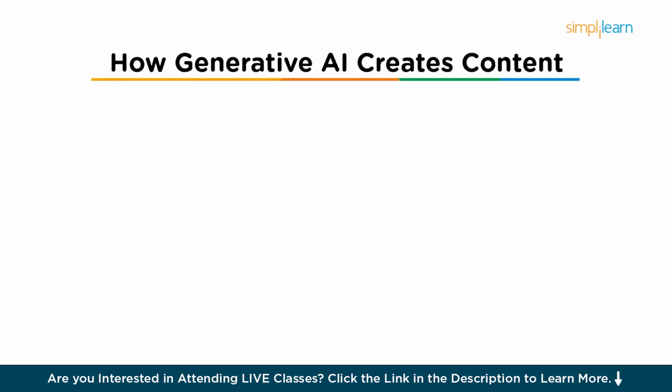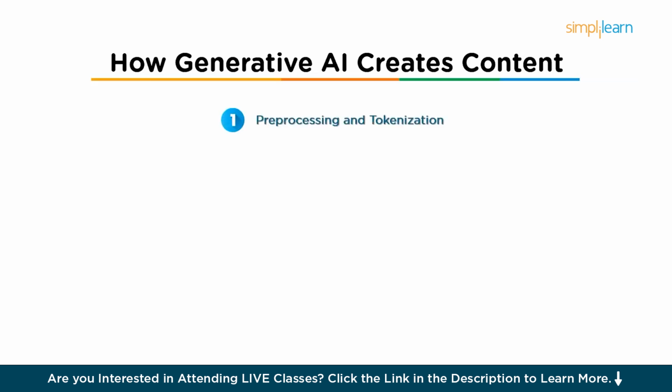Hi all, so in this chapter we'll see how generative AI creates content. AI models, particularly those in the domain of NLP, learn and generate text by using deep learning techniques, primarily through the use of neural networks. So let's explore the technical details of how AI models like GPT and similar architectures learn and generate text.